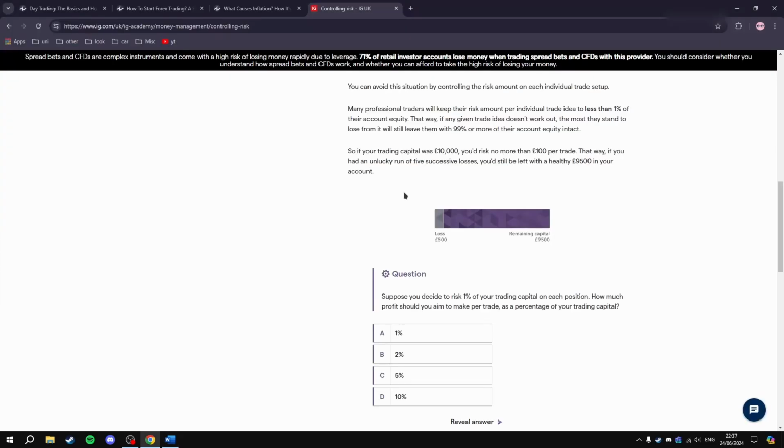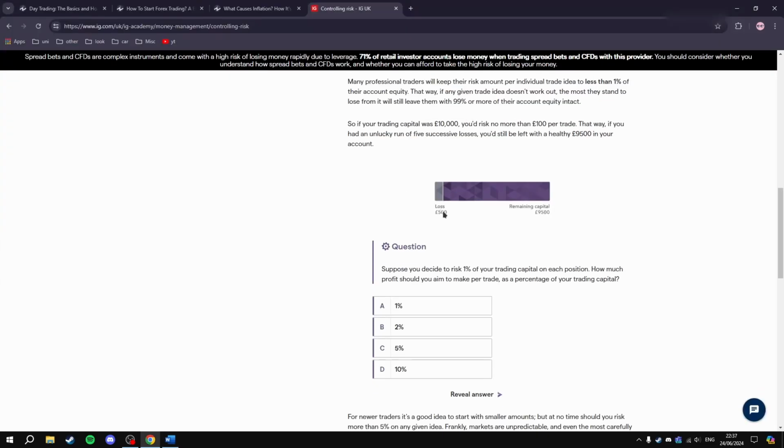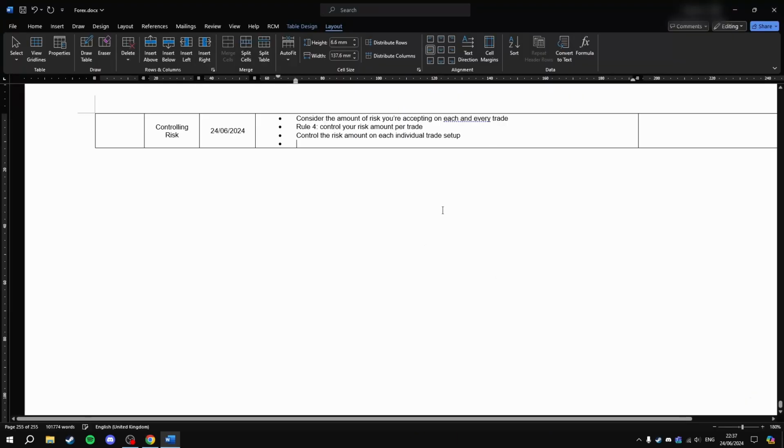Many professional traders will keep their risk amount per individual trade idea to less than 1% of their account equity. That way, if any given idea doesn't work out, the most they stand to lose from it will still leave them 99% or more of their account equity intact.